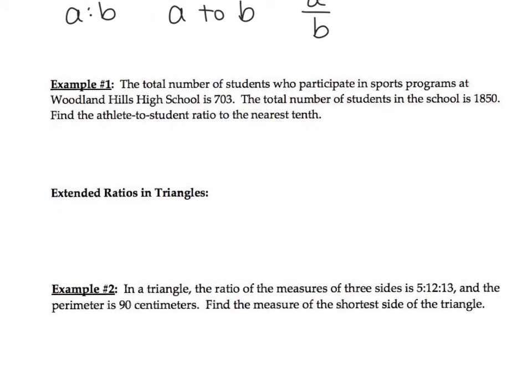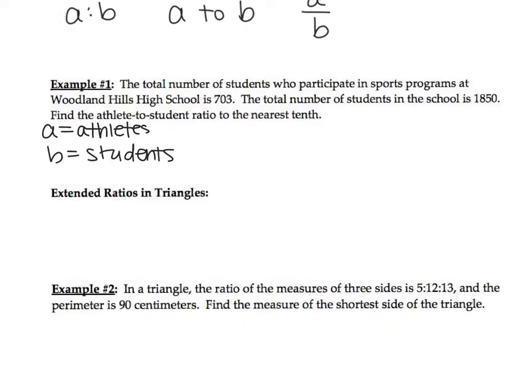So in our first example, the total number of students who participate in sports programs at Woodland Hills High School is 703. The total number of students in the school is 1,850. Find the athlete to student ratio to the nearest tenth. Because it says athlete to student, that tells us that A equals our athletes and B equals our students.